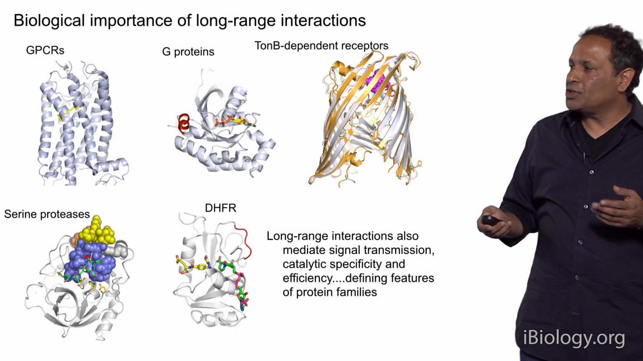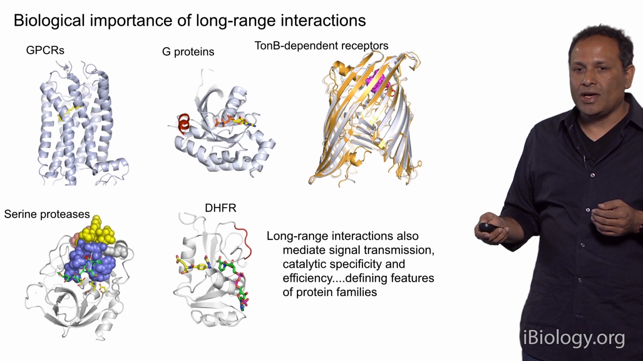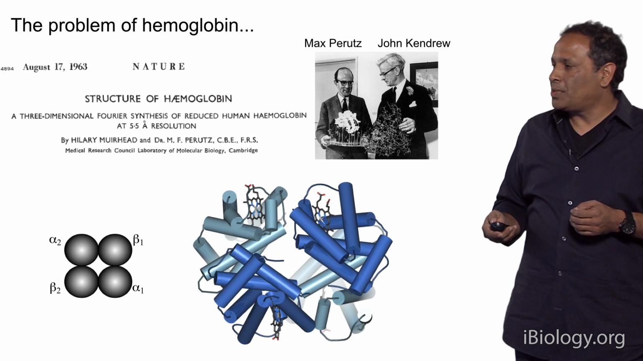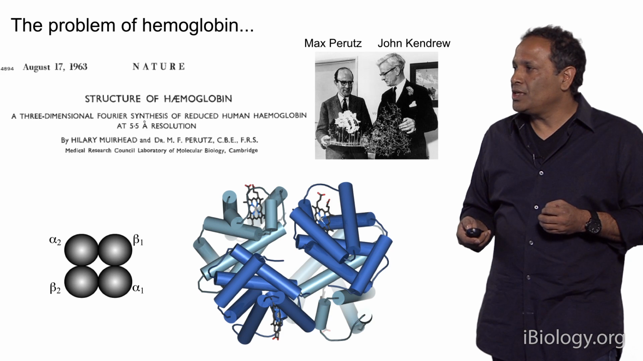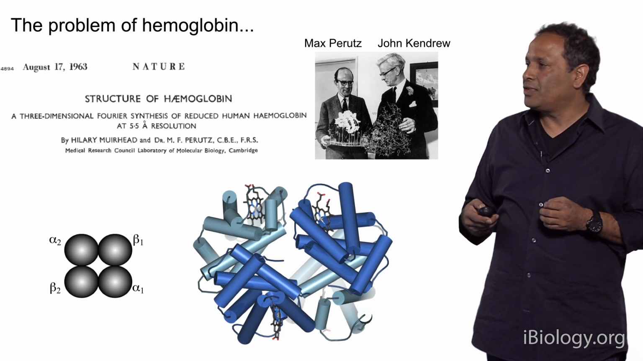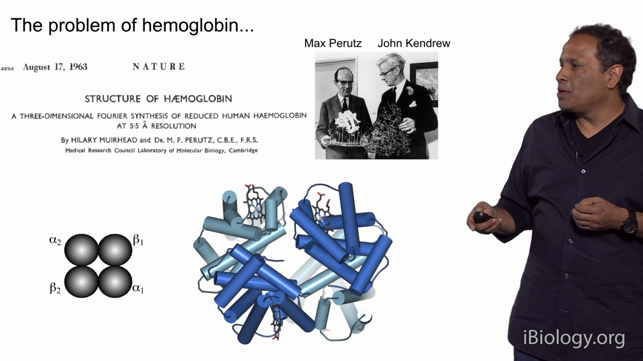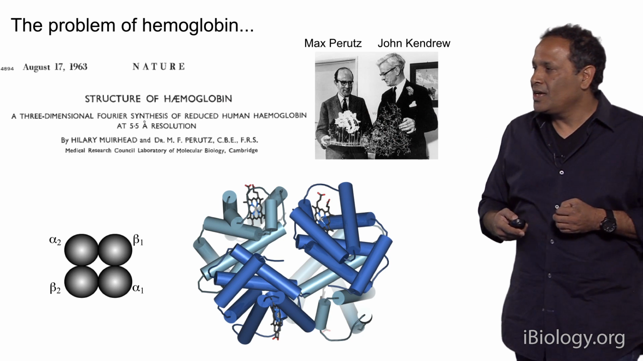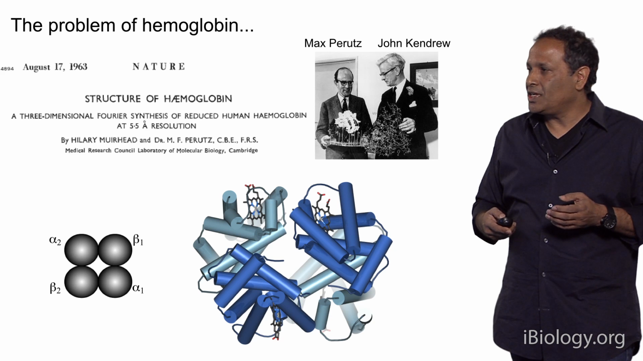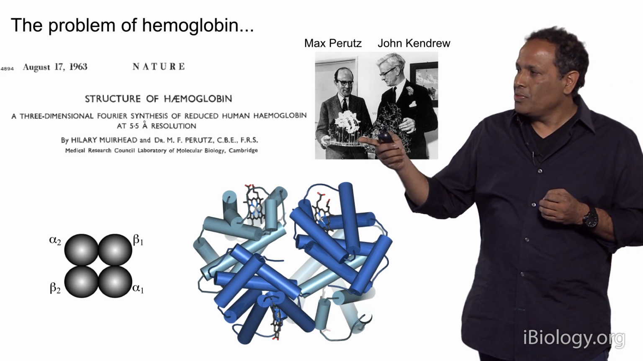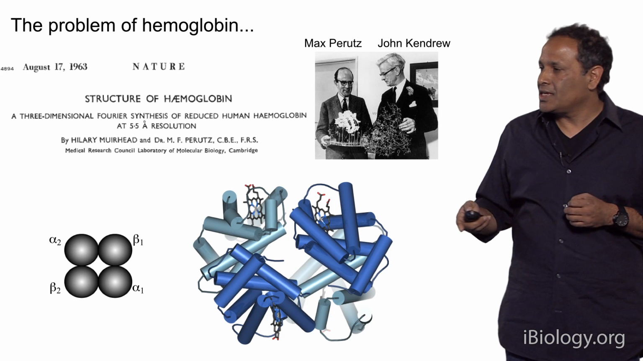This problem of trying to understand long-range interactions is also not anything new. In fact, it dates back to the origin of structural biology and our understanding of proteins. So for example, this is the classic problem of understanding function in hemoglobin. Hemoglobin, of course, whose structure was solved by Max Perutz, shown here, in the late 50s. And the problem of hemoglobin was well known even at that time.